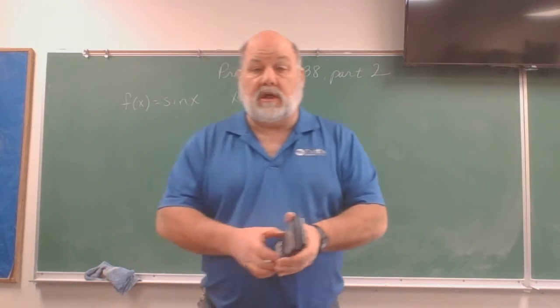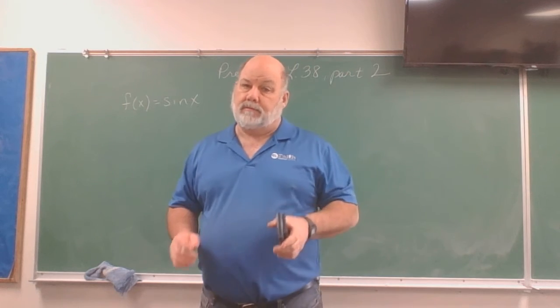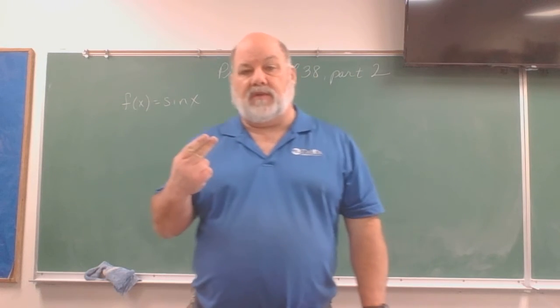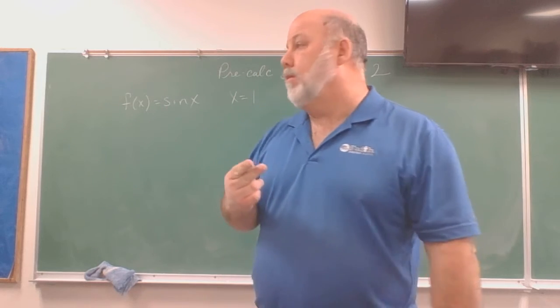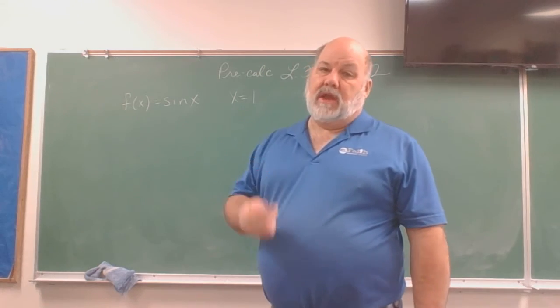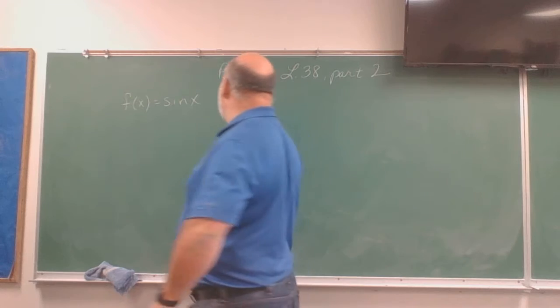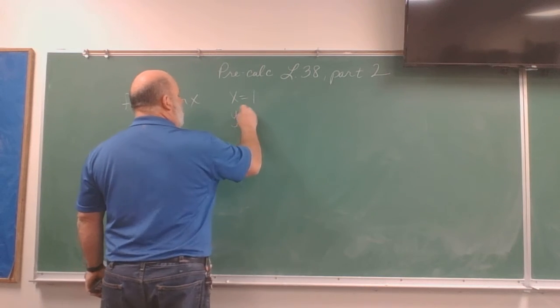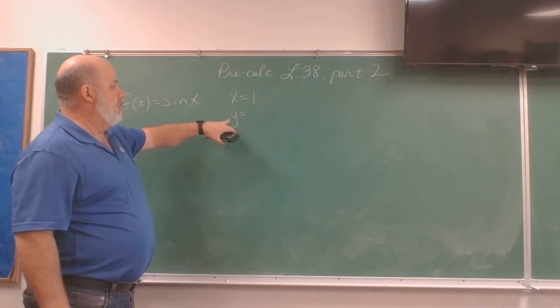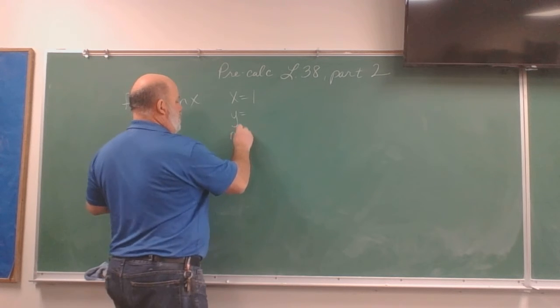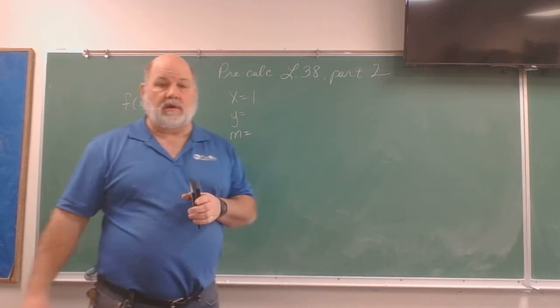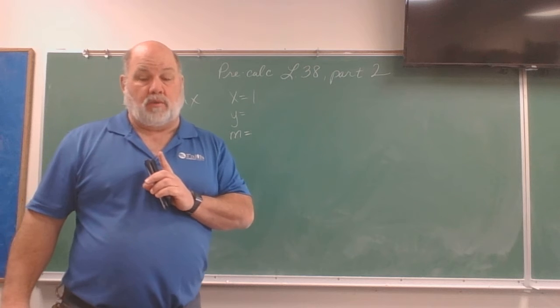First thing to notice is they're telling us to find the equation of a line. Two things you need in order to find the equation of a line: a point and a slope. A point is made up of two things, though, so technically we need three things here. We need x, we need y, and we need our slope. They've given us the x already.